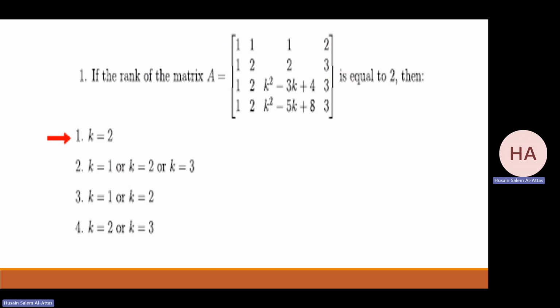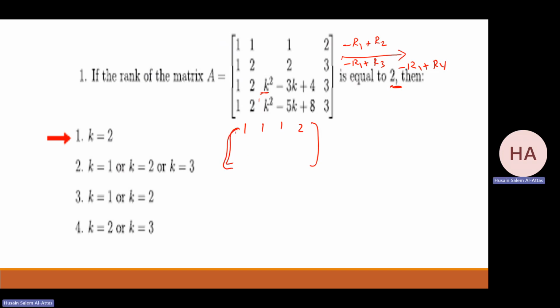Now it's a little bit different. He said if the rank of the matrix is equal to 2, and he gave you K somewhere, you want K. Okay. We'll do the same thing. What I will do, I make this in terms of echelon form. So I need to multiply minus R1 plus R2, minus R1 plus R3, minus R1 plus R4. See what will be the matrix. 1, 1, 1, 2. The right-hand side is 0, 0, 0, but we can do it quickly.